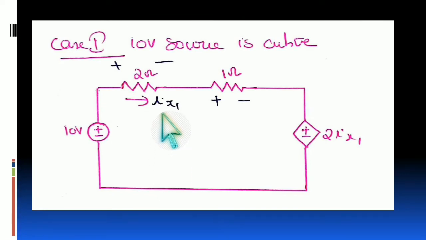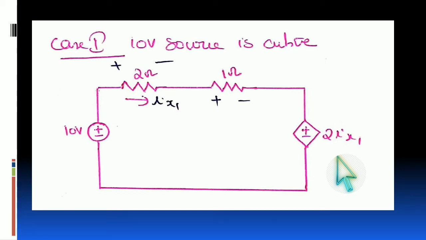Ix1 is marked as the current through this 2 ohm when this 10 volt source is acting alone. Correspondingly, we change the dependent source quantity to 2Ix1. Why is it so? Here, the dependent source quantity is defined as 2 into the current through 2 ohm. Ix1 is the current through this 2 ohm, and correspondingly we change the source quantity into 2Ix1. Got it?